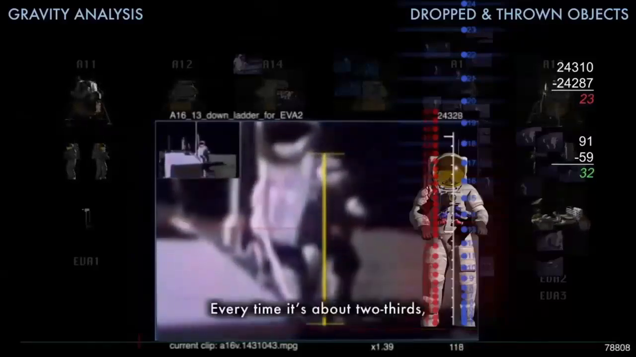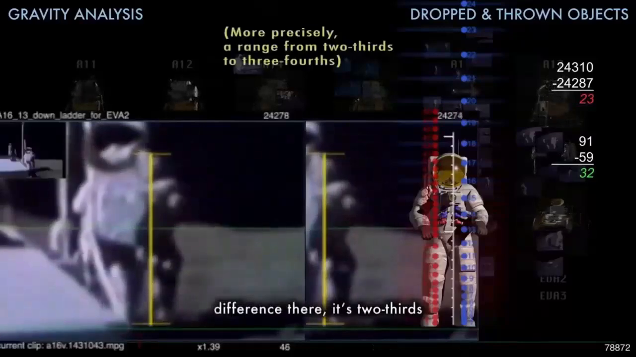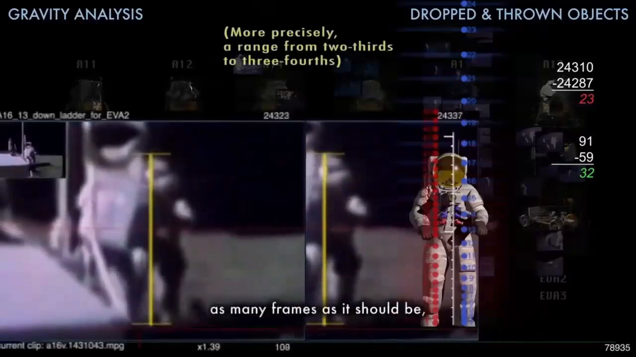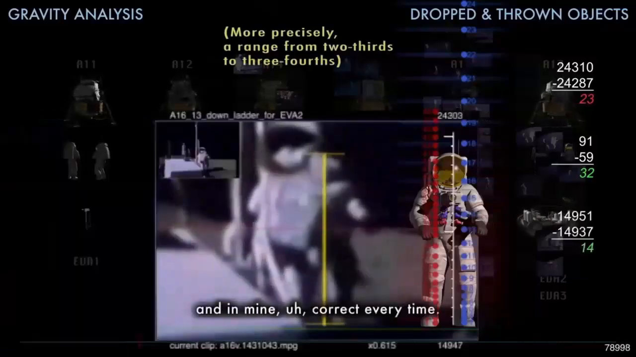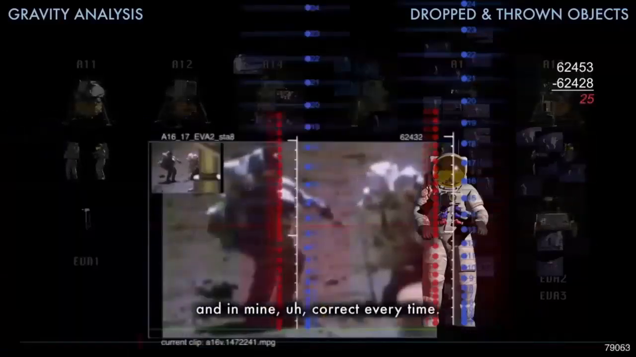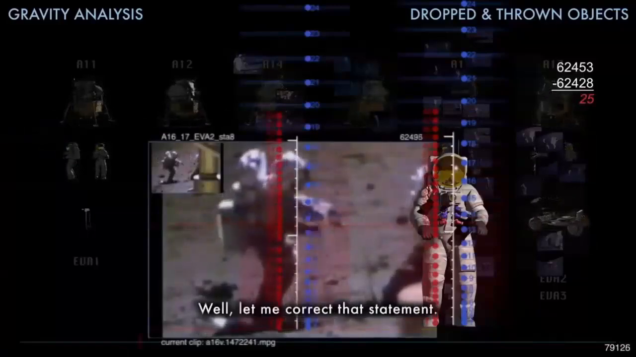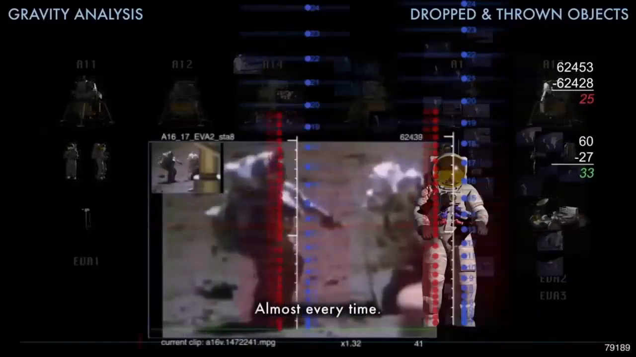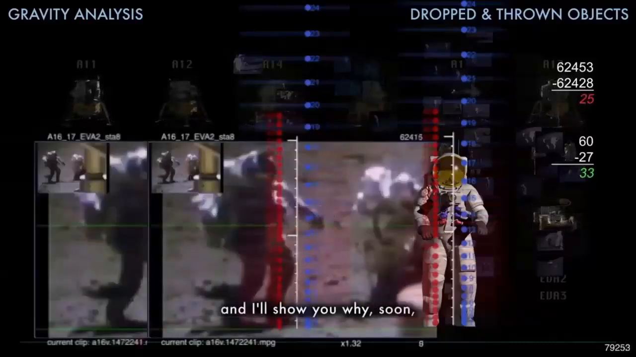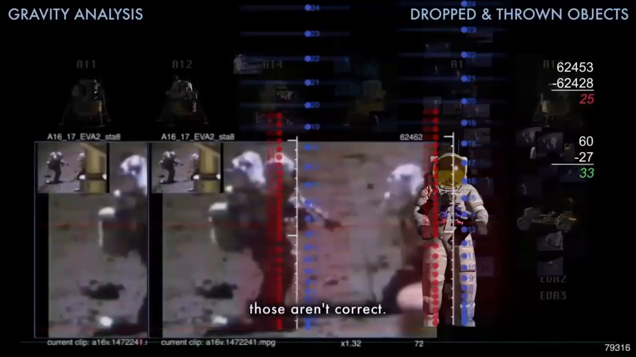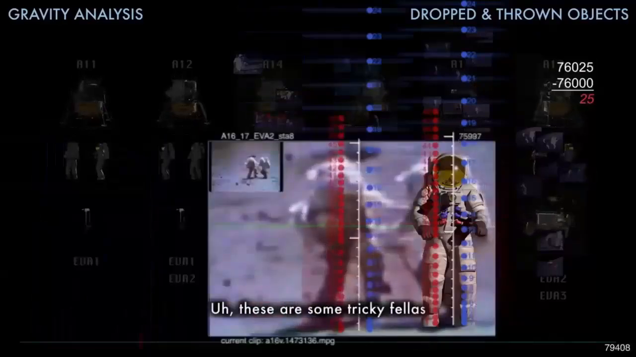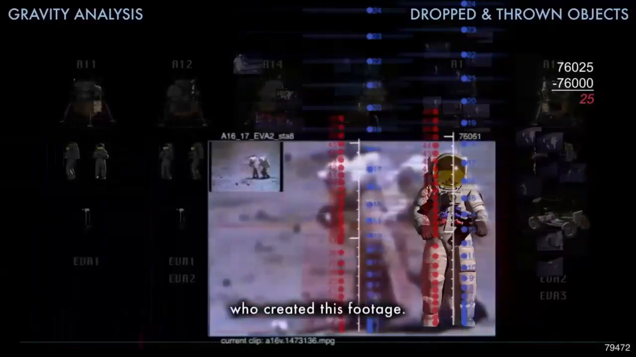Every time it's about 2/3 difference there. It's 2/3 as many frames as it should be. And in mine, correct every time. Well, let me correct that statement. Almost every time. And I'll show you why soon. Those are not correct. These are some tricky fellows who created this footage.